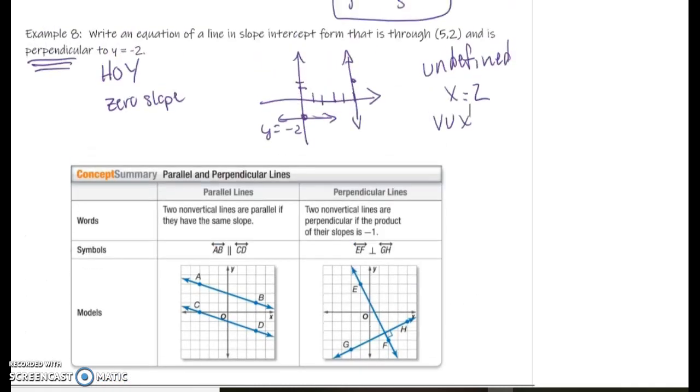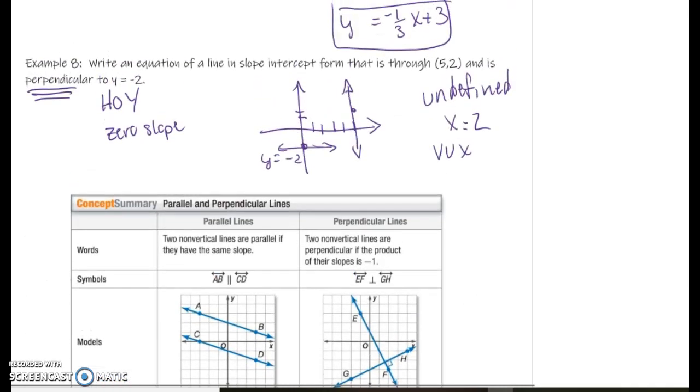We just finished off with the zero slope is perpendicular to an undefined slope. So if this was a y equals -2, the undefined or perpendicular line has to be x equals 2. Only because it goes through, x equals 5. Not 2, because it goes through x equals 5 on this.